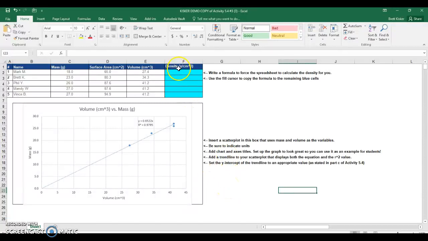The only thing I really haven't done for you is this, and I'm going to leave that up to you to figure out what the formula is to get the mass divided by the volume for each of these examples. Hopefully that helps. If you need any help, ask, please.